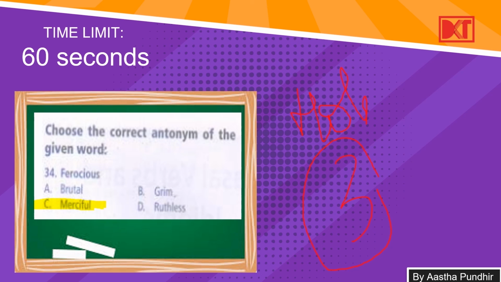Now this ferocious means something that's very angry. Something that's very angry, who's very angry. This is an adjective. Merciful, someone who's peaceful, forgiving. This is an antonym. And the other one's brutal, same meaning, grim and ruthless. These could be synonyms of each other. All right.